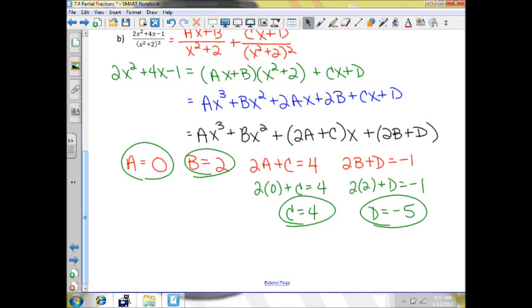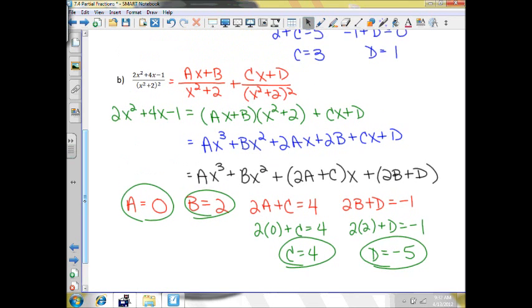So there's your answers for that partial fraction decomposition, A, B, C, and D. A is 0, so we don't have to write it. So we'll have 2 over x squared plus 2 plus c, which is 4x, plus d, which is -5, over x squared plus 2 squared.